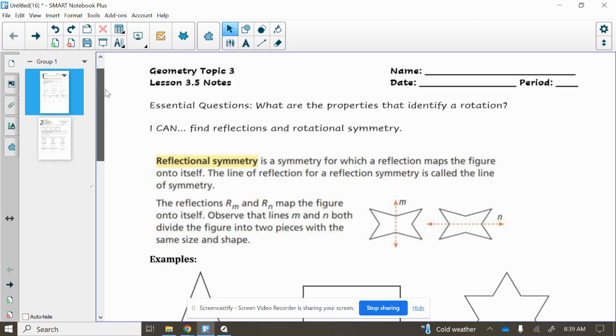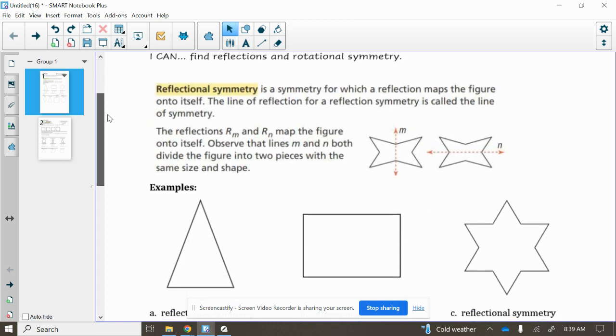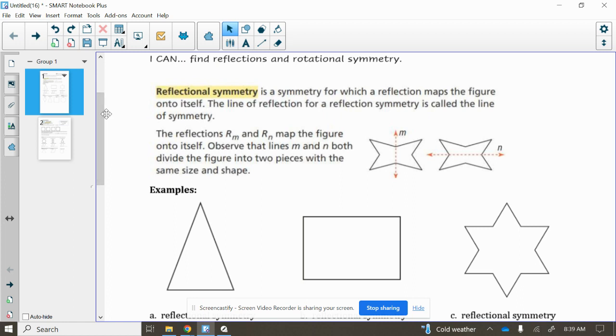Reflectional symmetry is when we look at the number of lines of reflection that will map our figure onto itself. So for instance, in this figure that they are giving us in the first example, we have two different lines of reflectional symmetry. Line M allows us to fold our figure over it so that it would map onto itself. Line N does the same thing. It cuts it horizontally and we can map it onto itself.